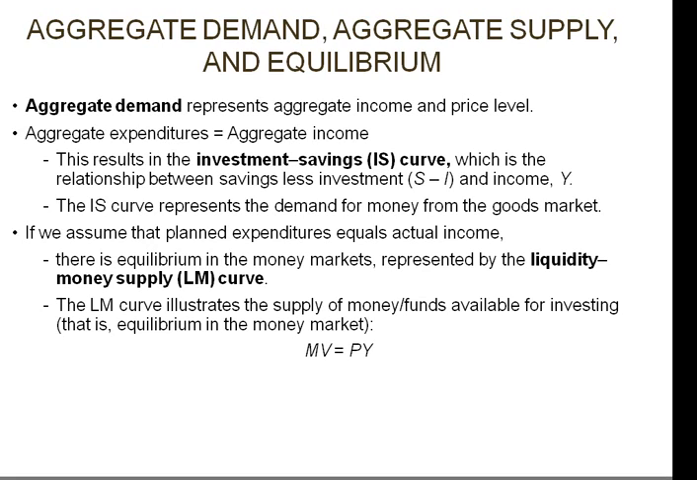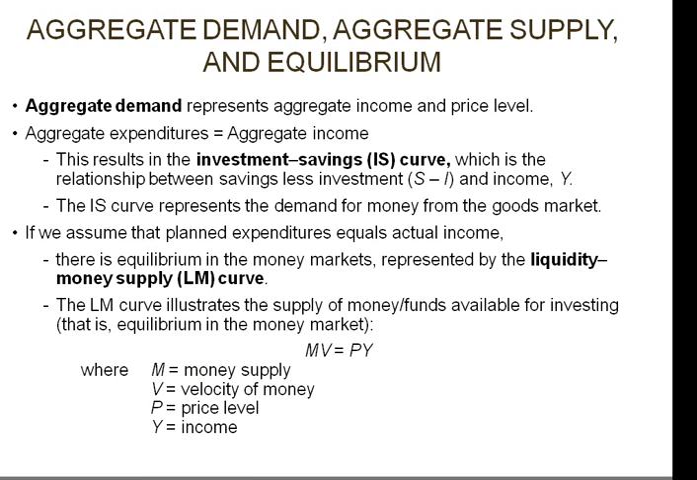So we have the well known money supply theory, that is MV is equal to PY, where M is money supply, V is the velocity of money, the rate at which money is changing hands, P is the price level, the overall general price level, and Y is income.